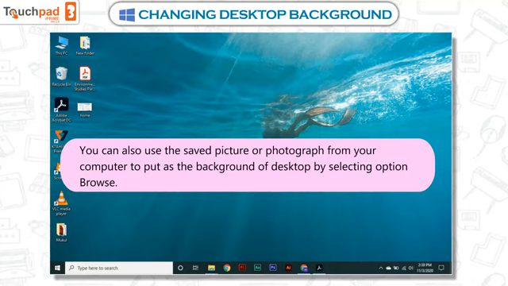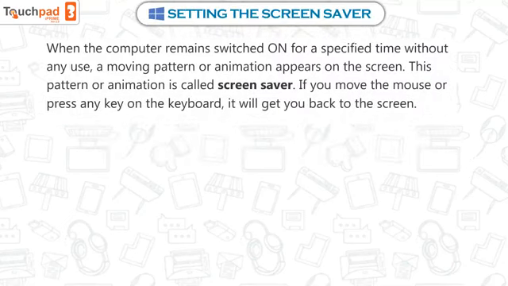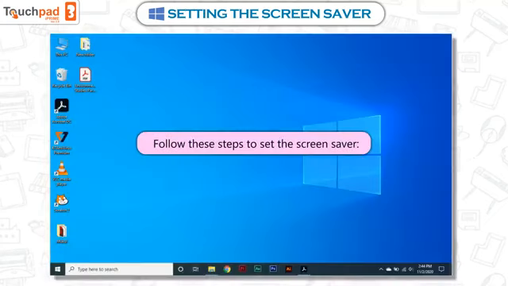You can also use a saved picture or photograph from your computer to put as the background of the desktop by selecting the option Browse. Setting the screensaver. When the computer remains switched on for a specified time without any use, a moving pattern or animation appears on the screen. This pattern or animation is called screensaver. If you move the mouse or press any key on the keyboard, it will get you back to the screen. Follow these steps to set the screensaver.